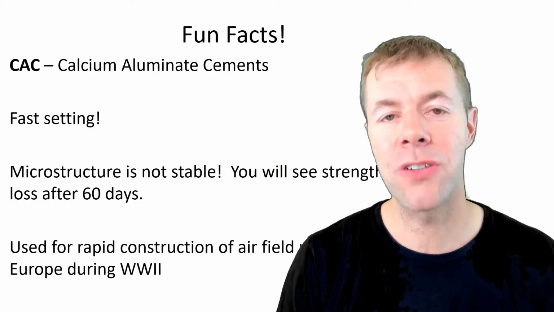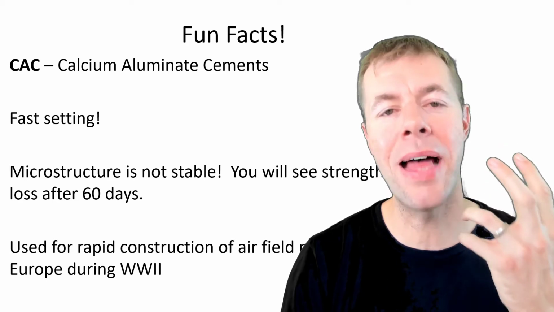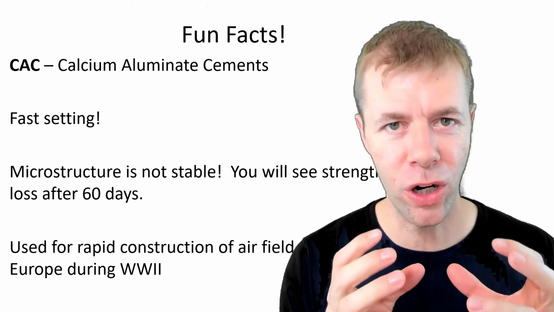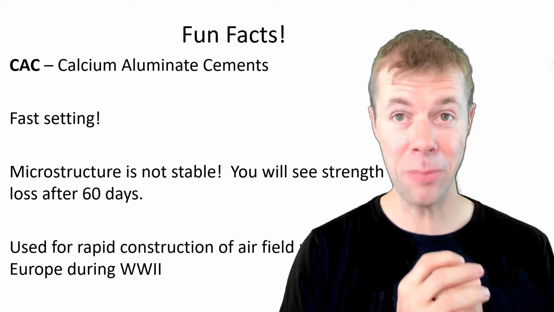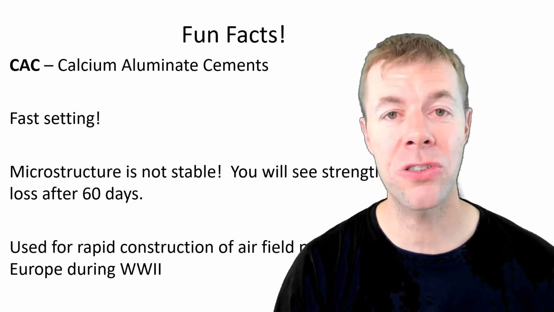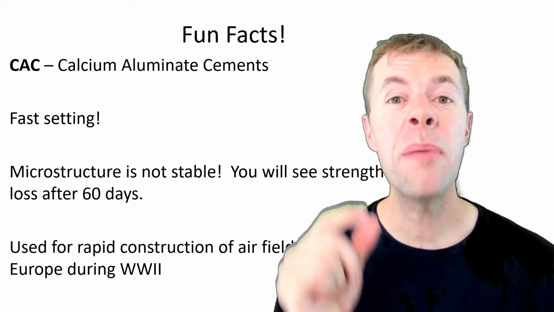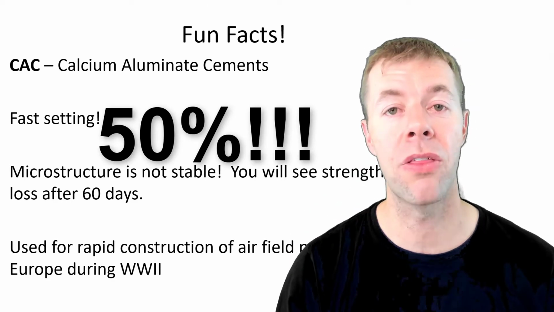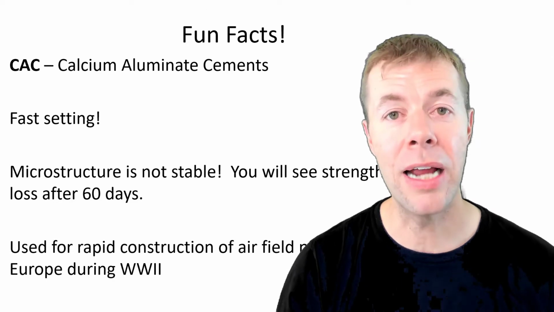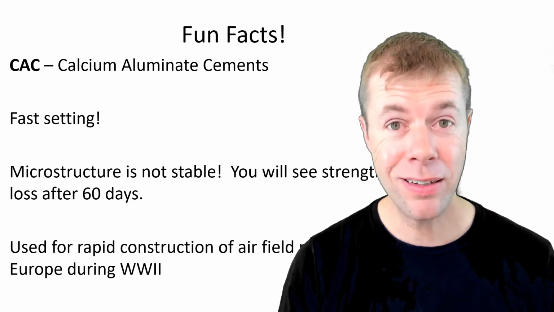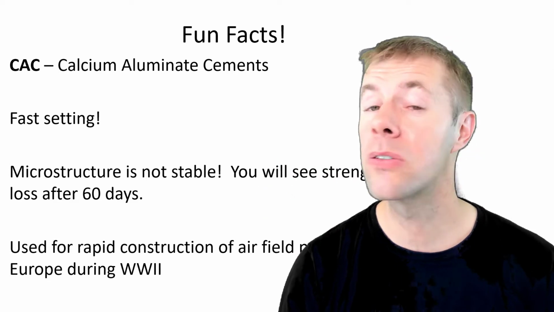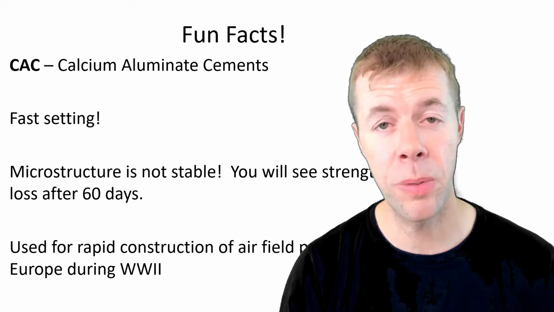Start with some fun facts. Calcium aluminate cements, they are extremely fast-setting cements, but the microstructure that they produce isn't stable. You're actually going to see the material lose strength after about 60 days. How much strength? Sometimes 50% of the strength. And that scares people. But what you have to do is over-design. If you need 4,000 PSI, then that means you need 8,000 PSI in the first 7 days, because long-term you're going to be back at about 4,000 PSI.